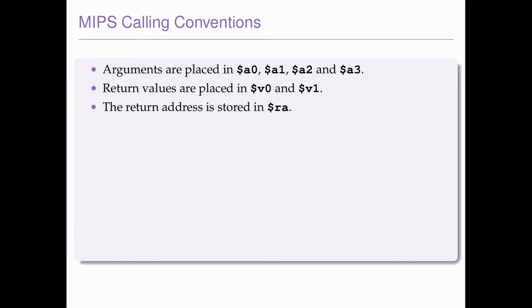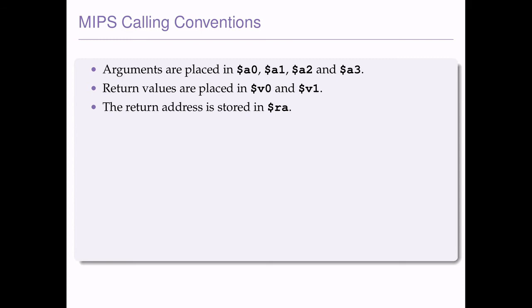The same with return values. We're not just using V0 and V1 or V0 as a port register for system calls. We're also using it to return values to when we're writing subroutines. So these are all things that we need to now be wary of now that we have this new information. And the return address is always stored in the register RA.